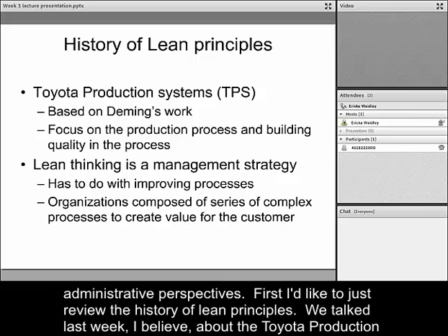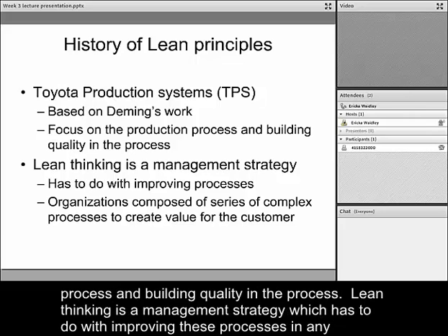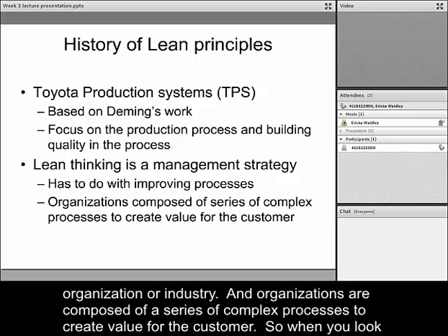First, I'd like to just review the history of lean principles. We talked last week, I believe, about the Toyota production system, known as the TPS, which is based on one of our theorists that we've been studying, Deming's work. And it focuses on the production process and building quality in the process.